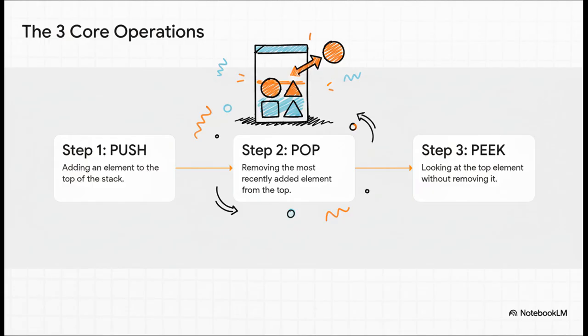Next up, we've got pop. Pop is the exact opposite of push. It's how you take something off the stack. And of course, it removes the topmost item. So the last thing you pushed on becomes the very first thing you pop off. That's our LIFO rule in action right there.